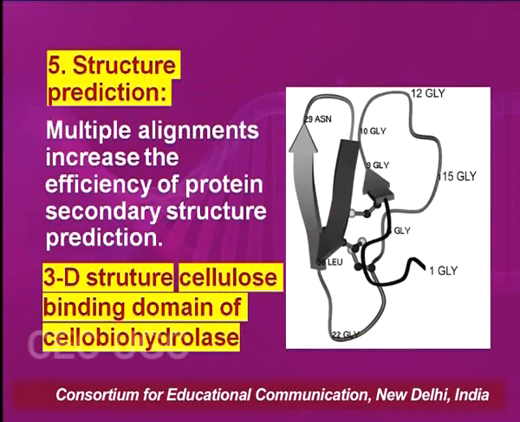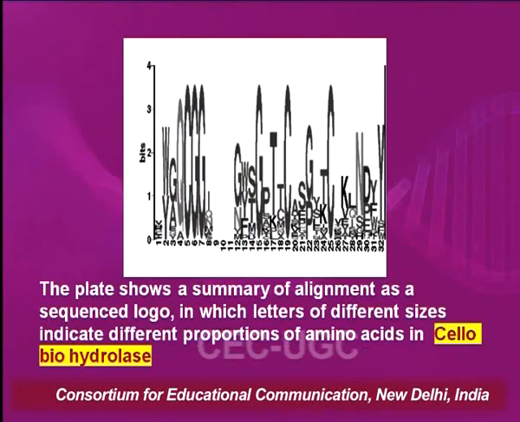So here is another importance of studying sequence alignment. Sometimes it is very useful in predicting the secondary structure of the protein, or the amino acid sequence polypeptide. Here it is the same cellobiohydrolase enzyme which I was showing you. Based on multiple sequence alignment, the 3D structure of this cellulose binding domain has been deciphered. So multiple sequence alignment also helps us in predicting the 3D structure.